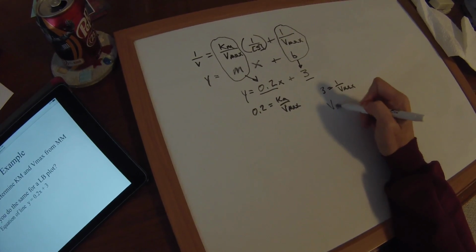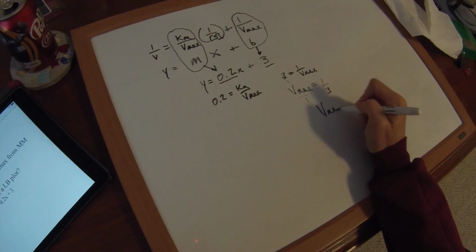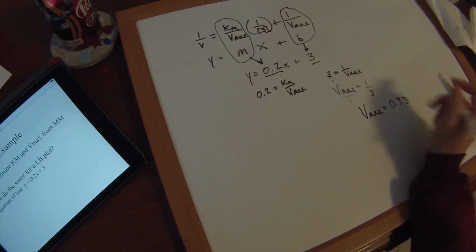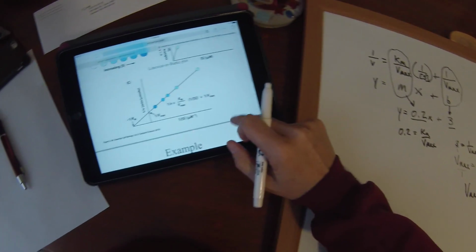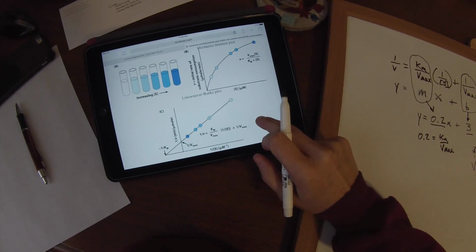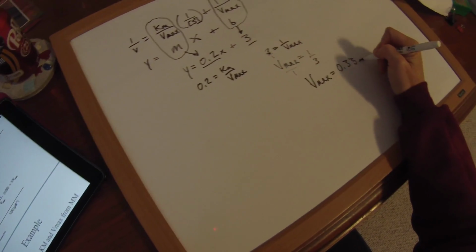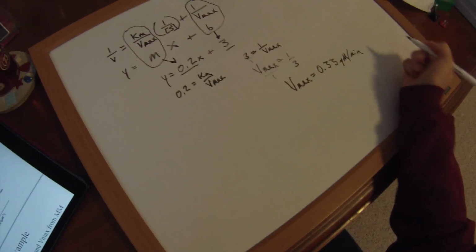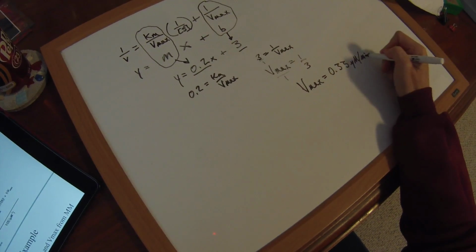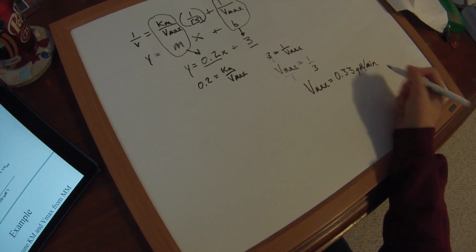So we flip them both. So Vmax equals 0.33. And let's say that our units are what they were here, which means that our velocity is going to be micromoles over minutes. You have to know your graph to figure out what your units are, so just follow the units that you're given on the graph. So here's your Vmax, 0.33 micromoles per minute.